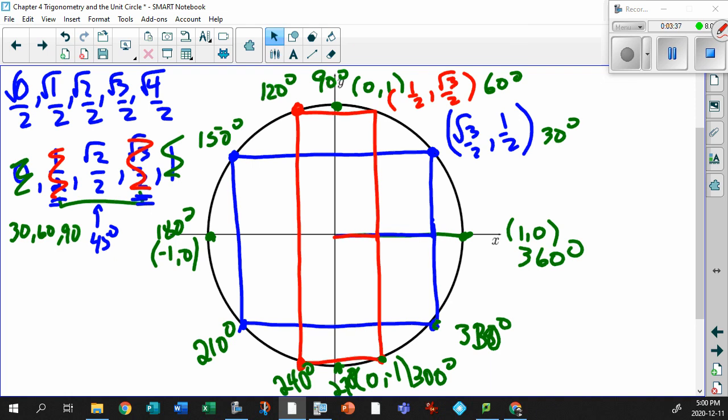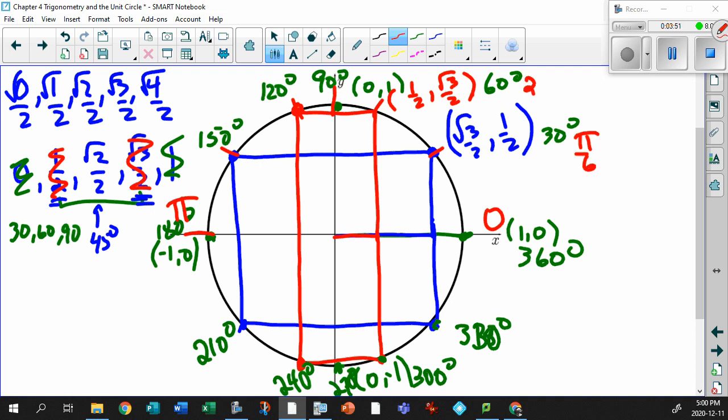Well, simple. That's 0 over there. There's pi. Look, it cuts it up into 1, 2, 3, 4, 5, 6 positions, right? So let's go. Pi over 6, 2 pi over 6, 3 pi over 6, which is just pi over 2, 4 pi over 6, right? 5 pi over 6, 6 pi over 6, which is just pi.